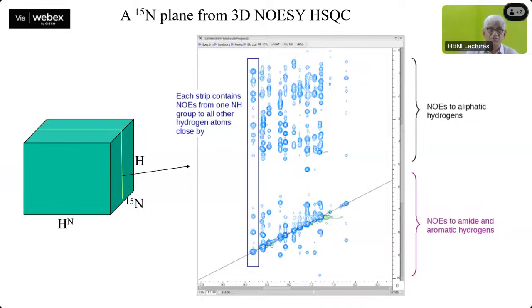So these are structural information. If you recall back what we said, these ones are having structural information with regard to the helices, and here you will have the information with respect to the beta sheets and so on, so forth. So therefore you see each strip contains NOEs from one NH group to all other hydrogen atoms close by. And each plane represents one N15 chemical shift. That means at that N15 chemical shift, there are so many different NH protons. There is a degeneracy of the NH protons at that particular N15 chemical shift.